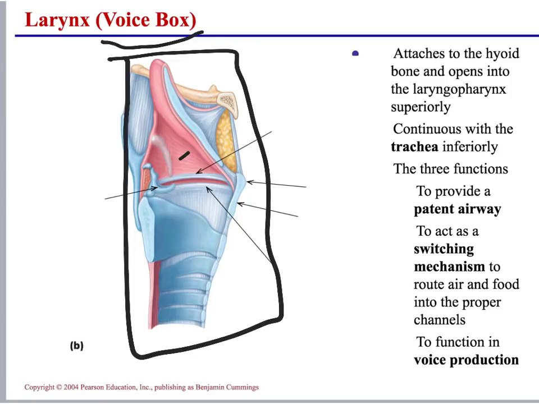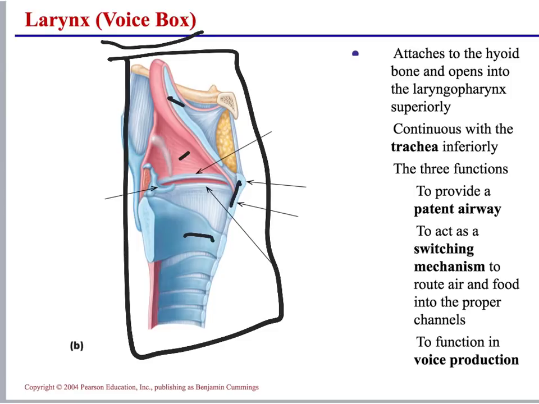These nine cartilages, I'm just going to name them. There's one down here, right? There's one right here. There's one right here. So there are three single ones, and there are three pairs, so six. The arytenoids, corniculate, the cricoid, epiglottis, thyroid cartilage, and then the cuneiform, right?